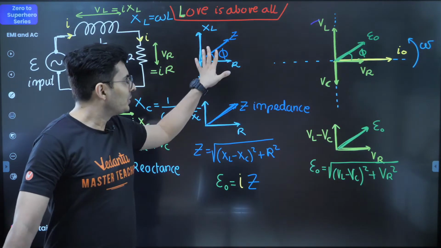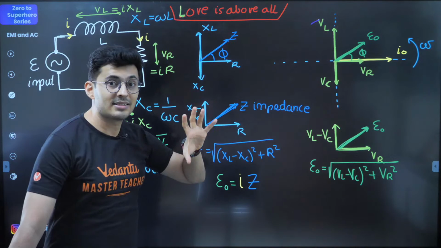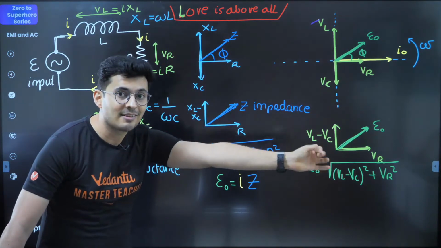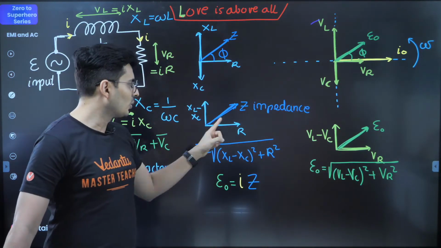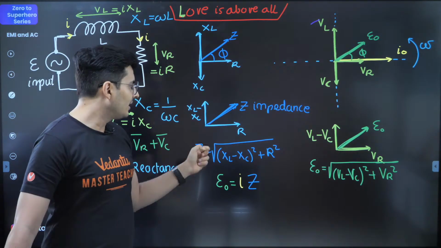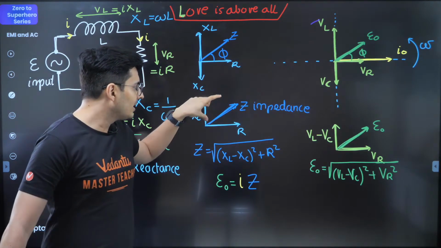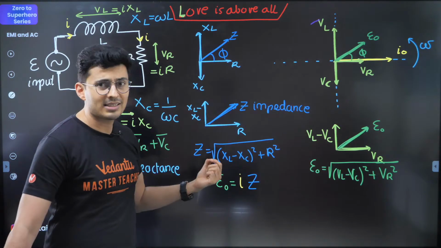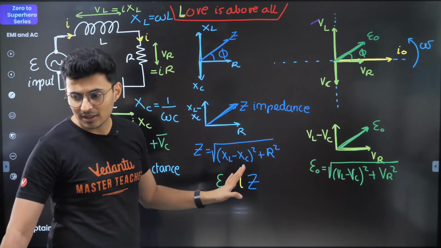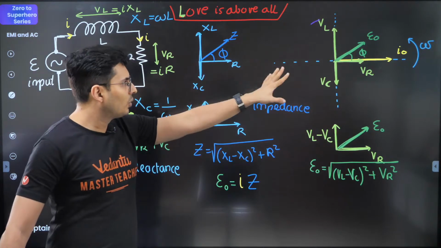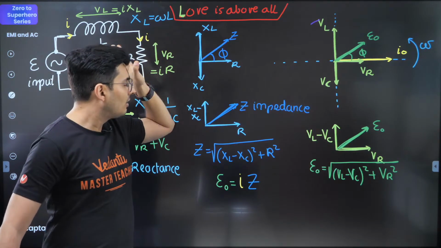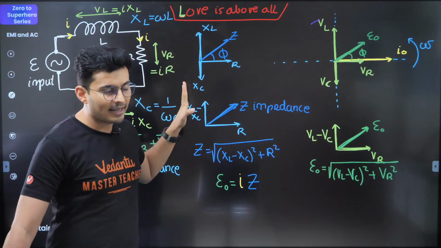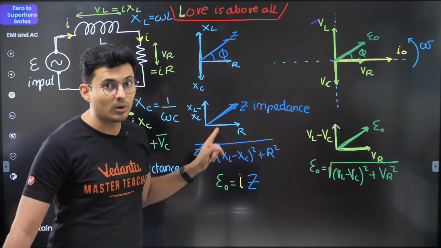Okay, so this is called impedance. Impedance is the total resistance plus the reactance of the circuit, the total thing of the circuit. Z square will be this square plus this square, so Z square is (XL minus XC) whole square plus R square. Done. So we have done voltages, resistances, impedances and reactances. There is only one thing now, and that's Ohm's law.